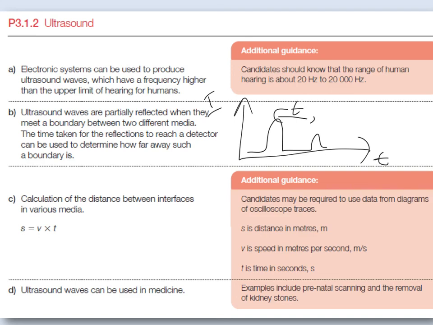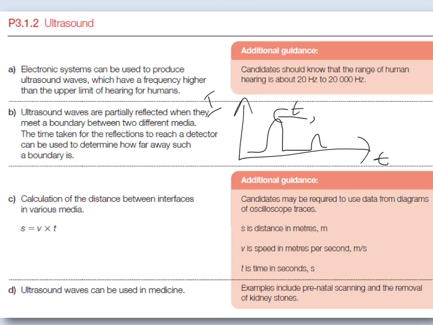So you can see that I've just drawn a very brief graph here showing intensity, I, going up the axis, and time along here. And you can see that you'd end up with two peaks. That's the initial peak you sent out, and this is the return peak. So you can use the time between the two to work out the distance that is travelled if you know the speed of the ultrasound wave.